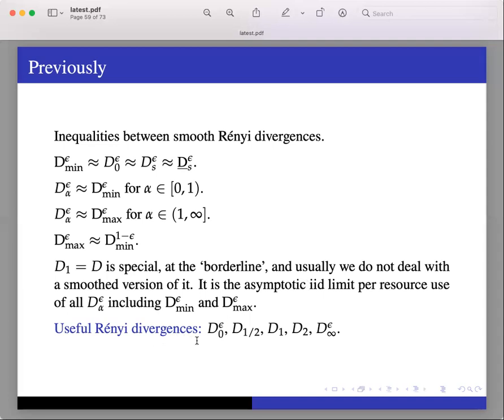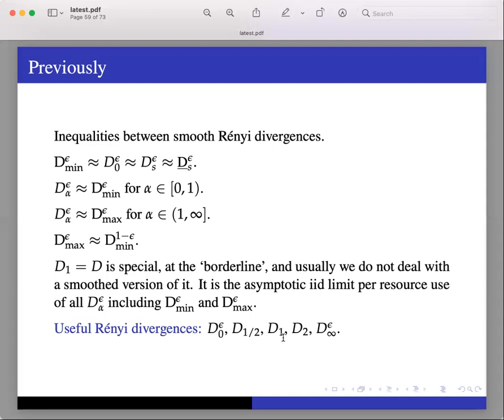And lastly, we listed the Reni divergences that are useful in practice. So D epsilon 0 is useful. It's at one end of the Reni spectrum, and this is a quantity that will control all our packing arguments. Then D half we saw was related exactly to the fidelity, which is a useful measure of distinguishability between probability distributions. So that's why D half is interesting.